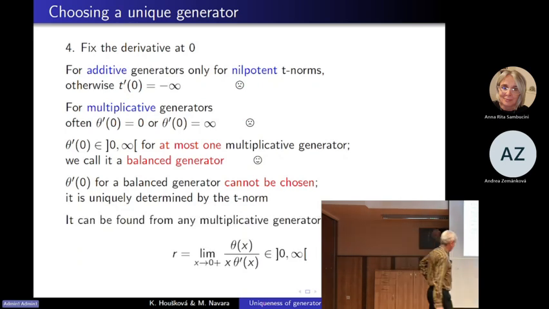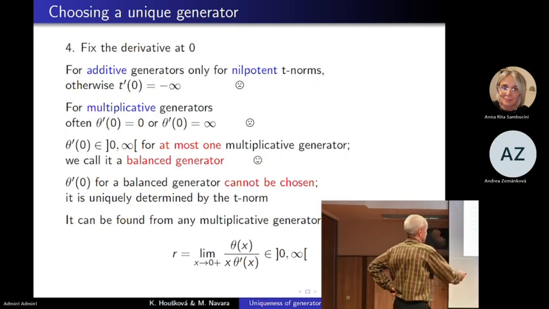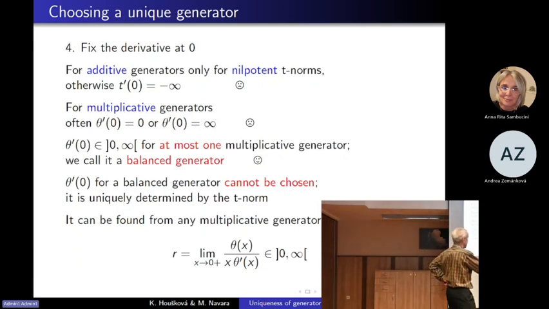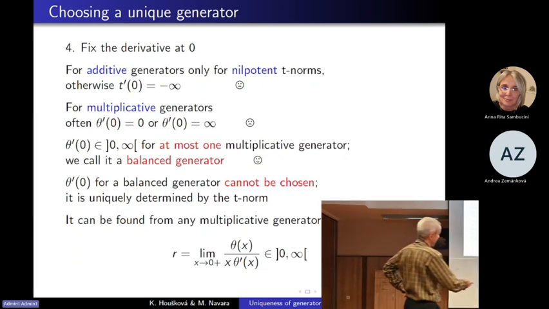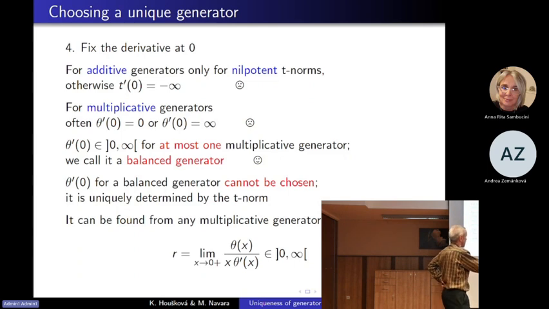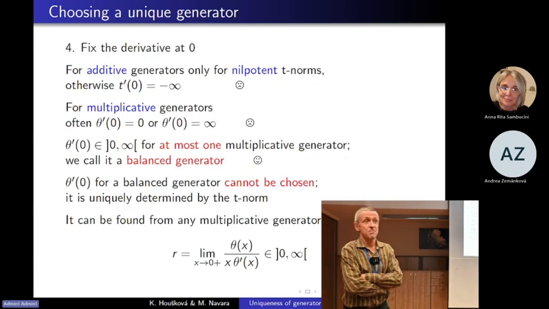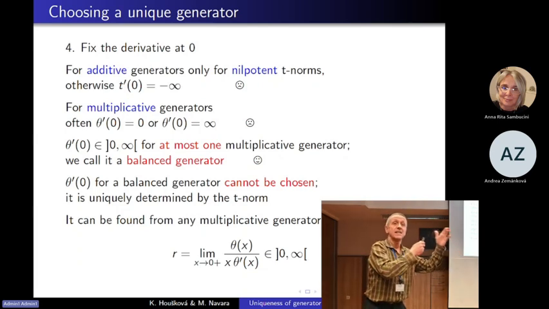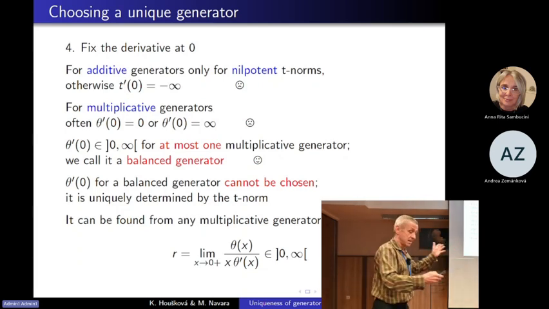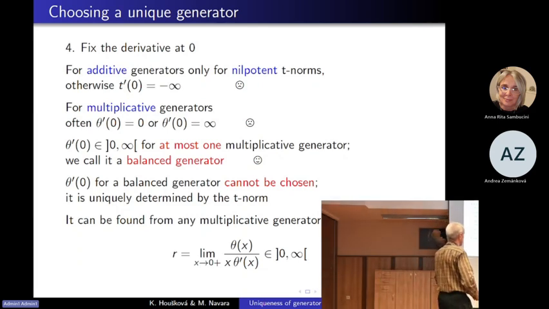And the question is, how can we find it? And we found a procedure. Let's take any multiplicative generator and compute this limit. If this limit happens to be non-zero and finite, use it as an exponent which transforms the original multiplicative generator to another one, and this will be balanced. So there is a procedure to find the balanced generator if it exists.